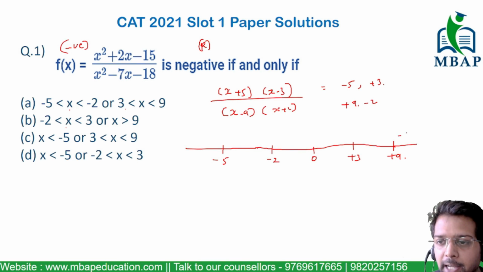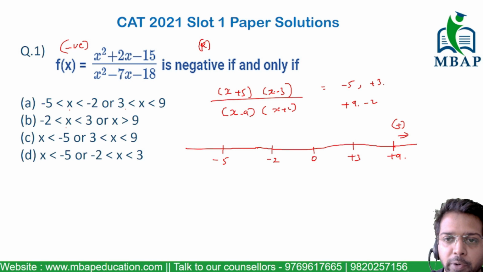Certainly, if I check any number which is more than 9 and put it in, all the factors x plus 5, x minus 3, x minus 9 and x plus 2 will become positive and the whole function will become positive. So beyond 9 on this number line it is positive. If you choose anything between 3 and 9, let's say 4, the numerator will become positive but the denominator will be 4 minus 9, which is minus 5, so this will be negative.